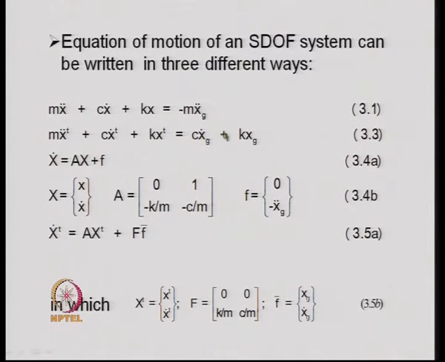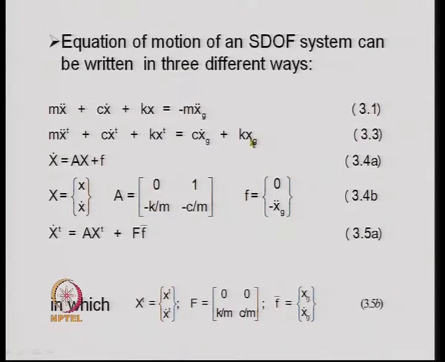One can note that on the right hand side now, the requirement is the ground displacement and velocity, not the ground acceleration.